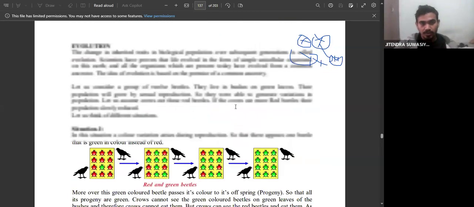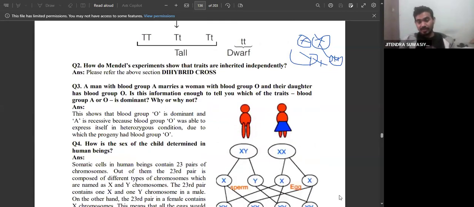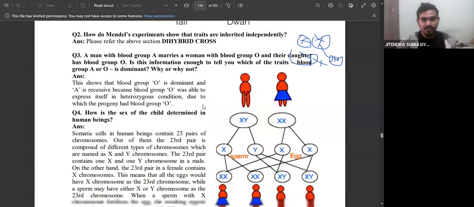So in today's class we will wrap up here. In the earlier class we discussed the monohybrid cross. In this class we have discussed the dihybrid cross. See, there is one question here.